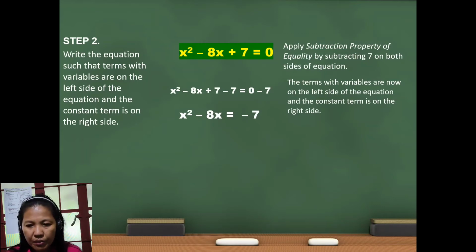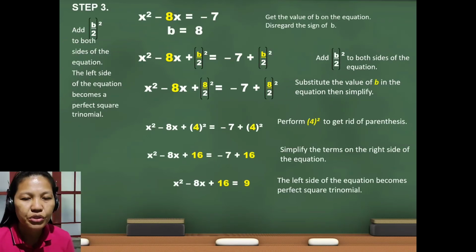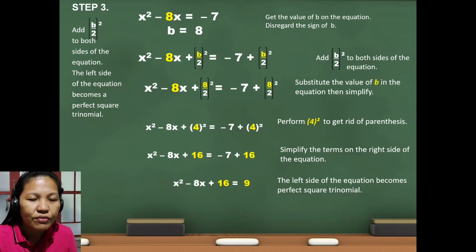The terms with variables are now on the left side of the equation, and the constant term is on the right side. So the answer will be x squared minus 8x equals negative 7. For step 3, the formula (b over 2) quantity squared is added to both sides of the equation.